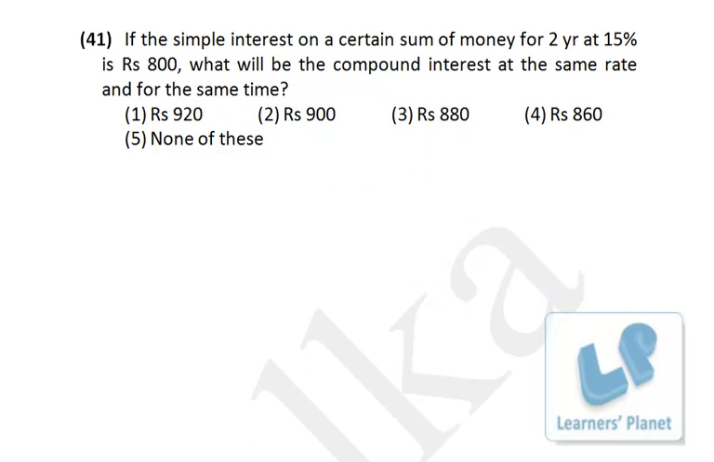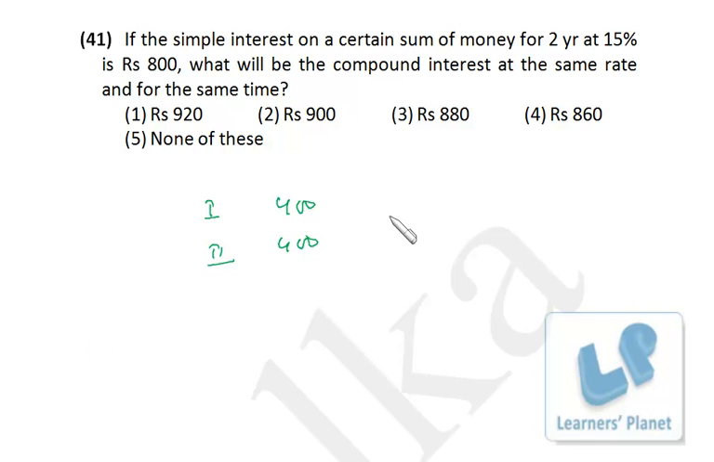If the simple interest on a certain sum of money for 2 years at 15% is rupees 800, what will be the compound interest at the same rate and for the same time? Though we have already discussed these sort of problems in our basic sessions, once again I'll just explain. As I already told you, simple interest remains same every year. So here it is 800 rupees interest for 2 years. That means for each year it will be 400. This is first year simple interest and this is second year simple interest, right?